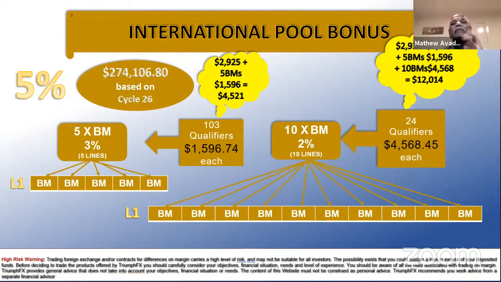It is irrelevant of AUM. It is based on the number of BMs you have under you. Yeah, but it's calculated off the whole international pool. Correct, the whole entire fund, 5% of it. The 5% is split, with 3% going to those who have 5 BMs under them, and 2% for those who have 10 BMs under them. So if you have 10 BMs or more under you, you qualify for both.